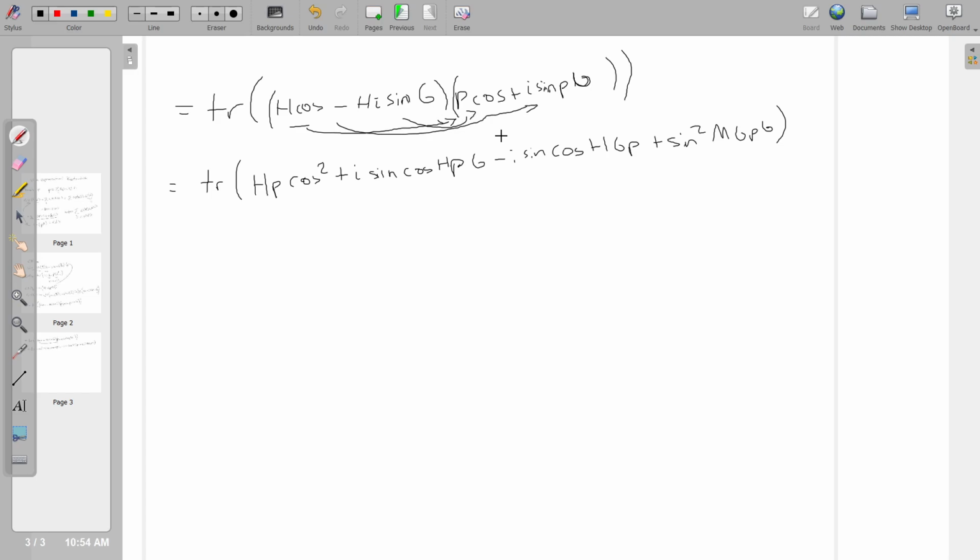Now we do this one. We do negative i sine cosine, this time it's HGP. And expand this last one out. The i's cancel, and so this becomes sine squared HGPG. So keep that in mind. That's going to be important.